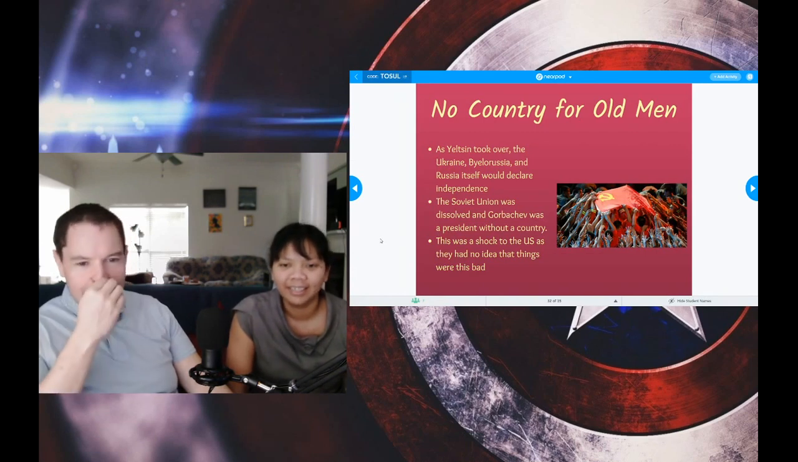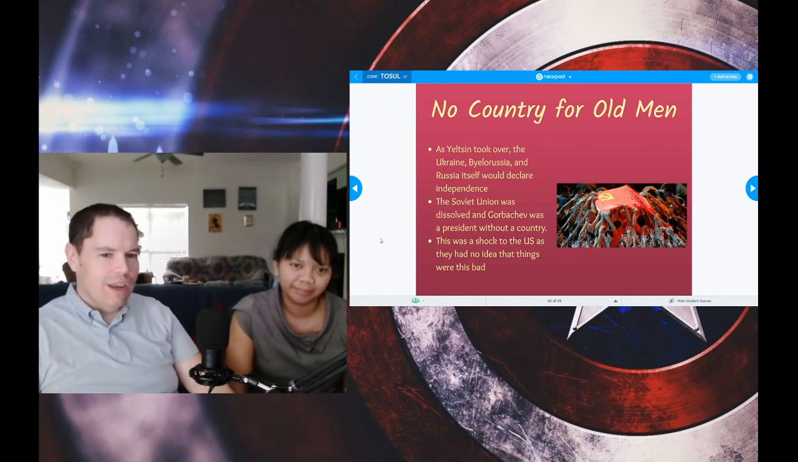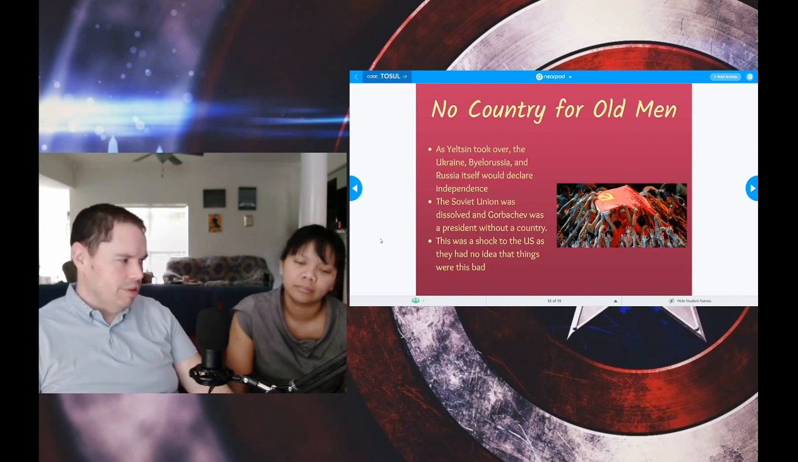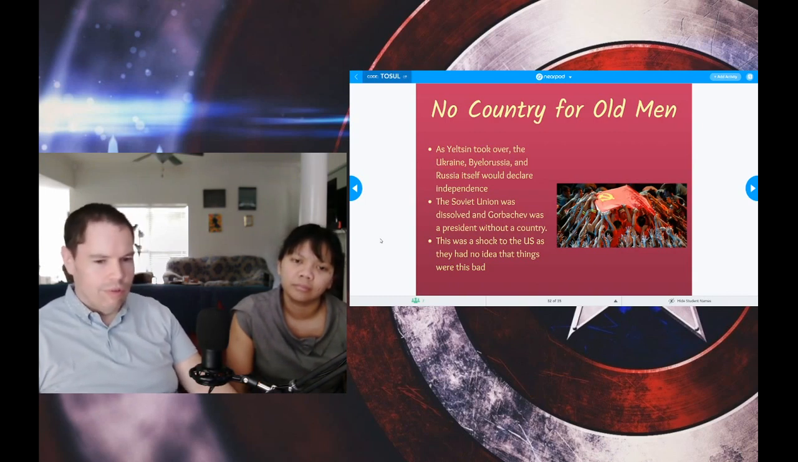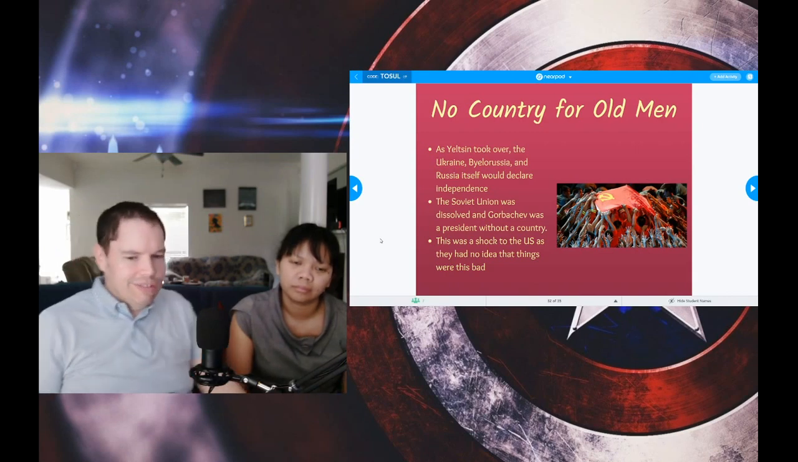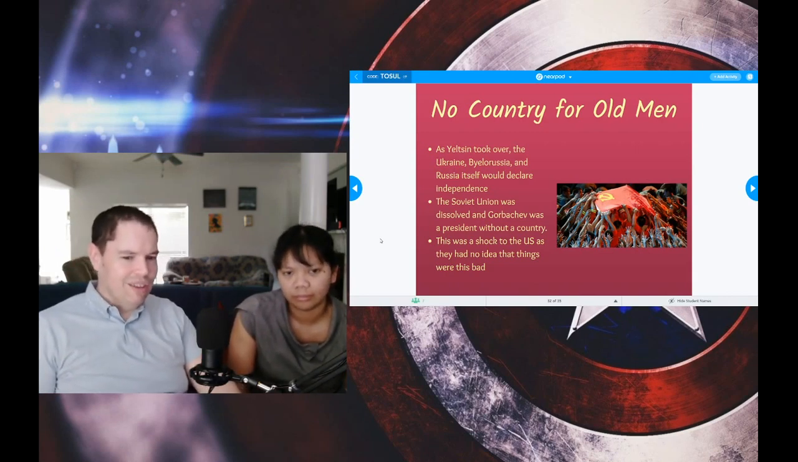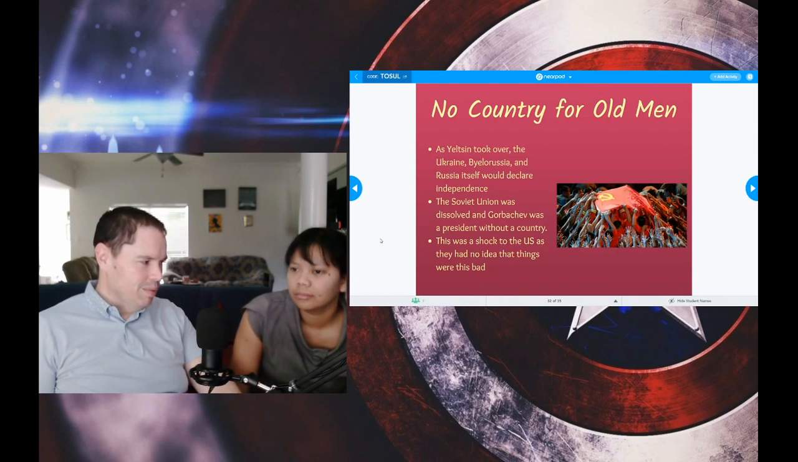Okay. So as Yeltsin took over, Ukraine, Belarus, and Russia would declare independence. The Soviet Union is dissolved, and Gorbachev was a president without a country. So he's the president of the Soviet Union, but there's no more Soviet Union. Now, needless to say, this is a pleasant shock to the U.S.